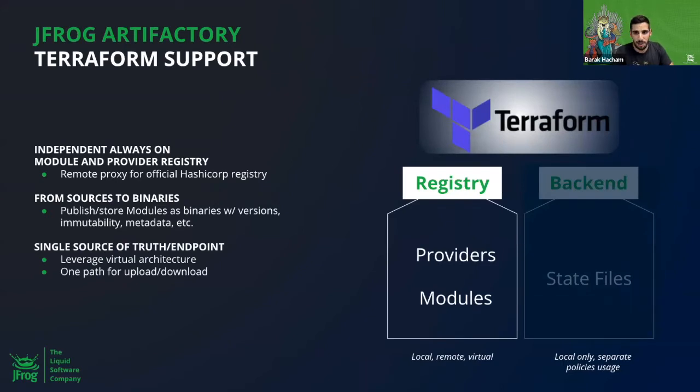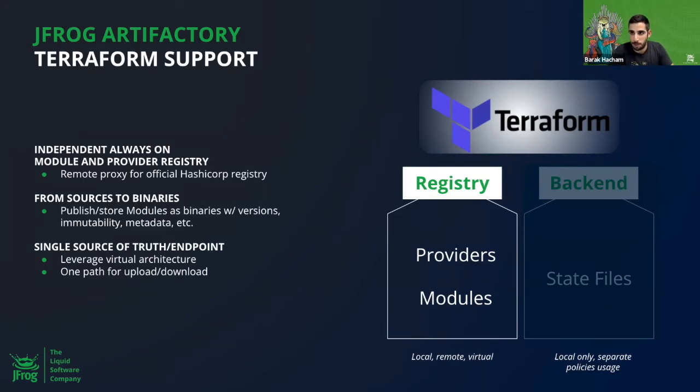Artifactory has local, remote, and virtual repositories implementation for the Terraform registry. All of them support both modules and providers. Let's elaborate about the benefits of each repository type. The remote repository, which will most probably point to the HashiCorp official Terraform registry, saves your outside network traffic, gives you more stability and faster download speed.